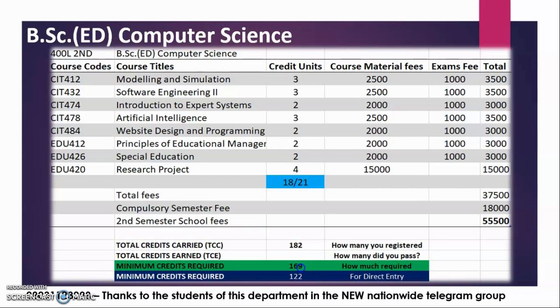If this is your last semester and you have written up to 169 credit units of courses, and you have passed them, you are a graduate. Then for direct entry students, it is 122 minimum. If you have made up to 122 units, you are on the edge of graduating without any issues. So that's it.